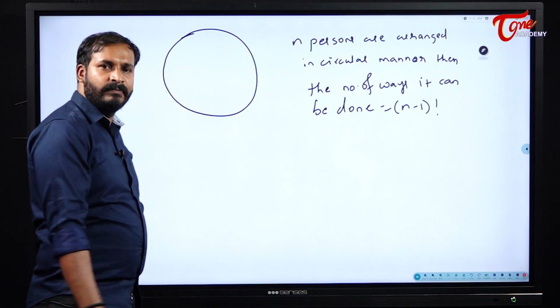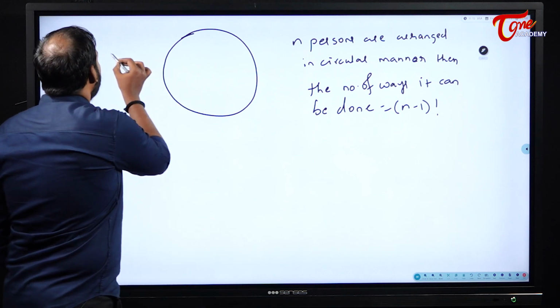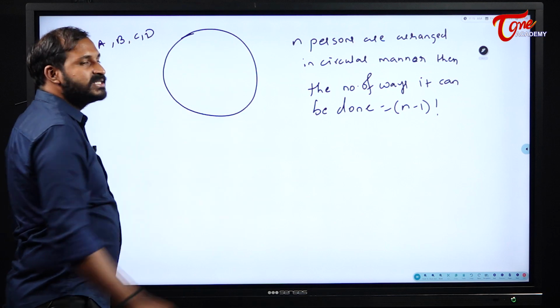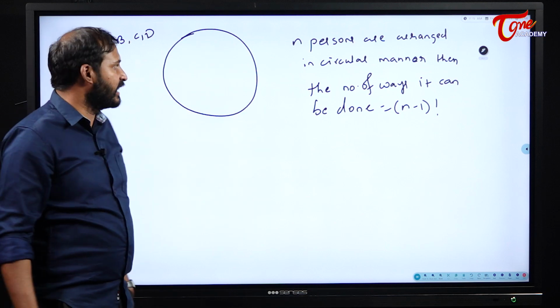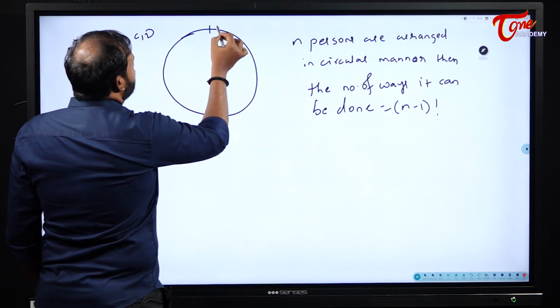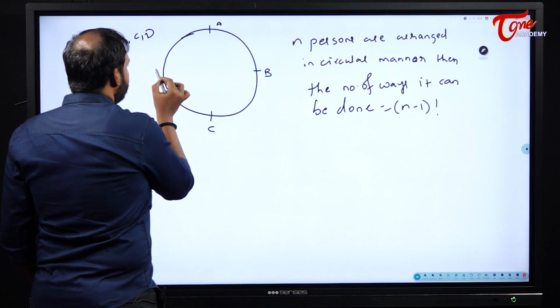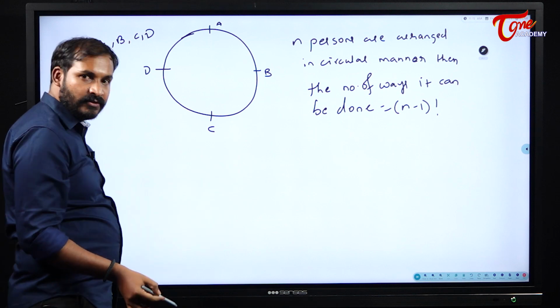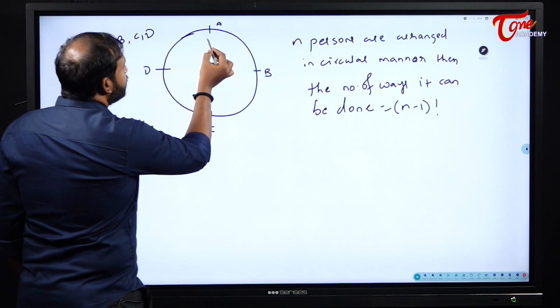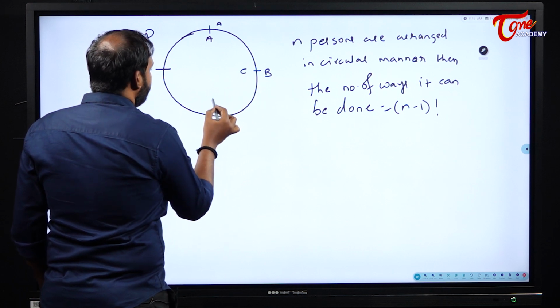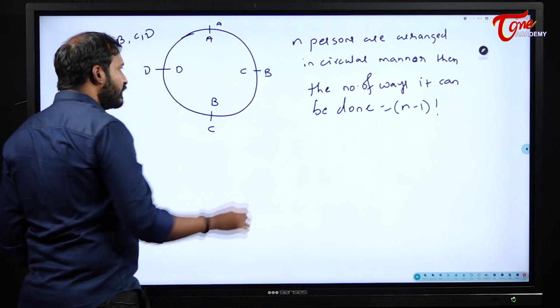We will see with a simple example, students. For example, I have 4 people, A, B, C, D. In how many ways can I arrange them? Please see here, if I start taking A here, B here, C here and D here, this is one type of arrangement I can do. The next one, I will write here itself, A, C, B, D. I can do this one.